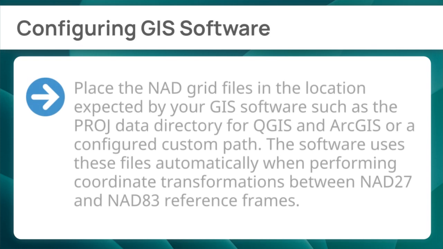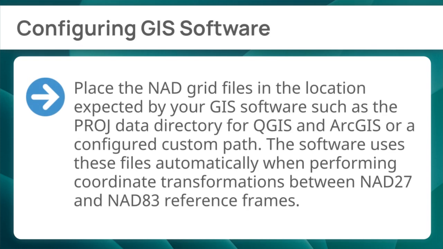Next, configuring GIS software. Place the NAD grid files in the location expected by your GIS software, such as the PROJ data directory for QGIS and ArcGIS, or a configured custom path. The software uses these files automatically when performing coordinate transformations between NAD 27 and NAD 83 reference frames.